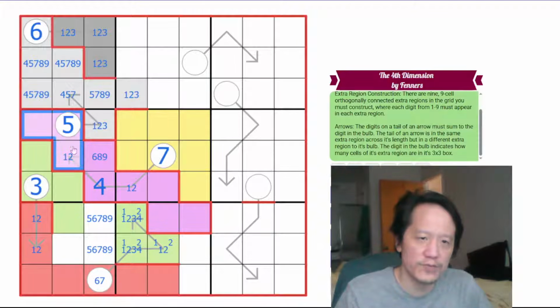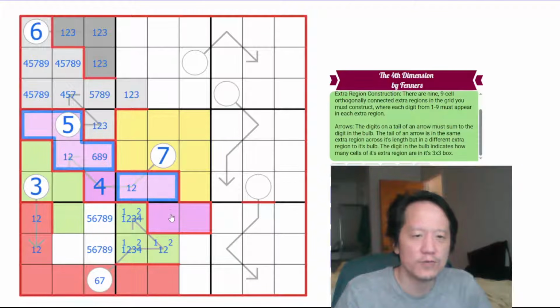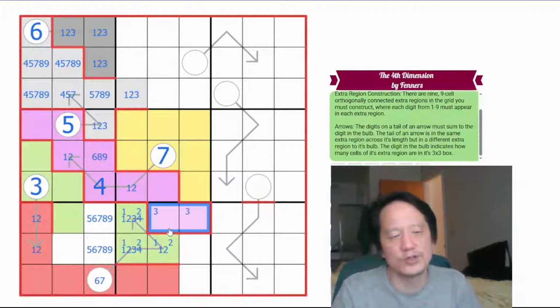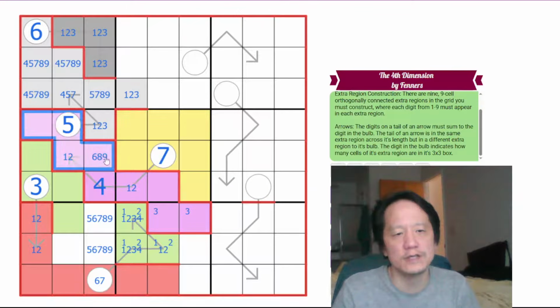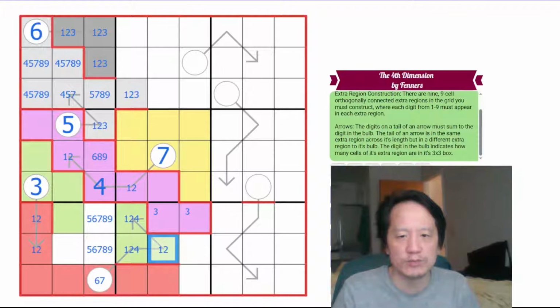The rest of the pink region, well, we need a 3. So there has to be 3 here, which means 3 has to be in this pink region. None of these can be 3 because they all see that 3. Therefore, this must be 3, which means this can't be 3. This must be 1, 2, and 4, which must add up to 7.